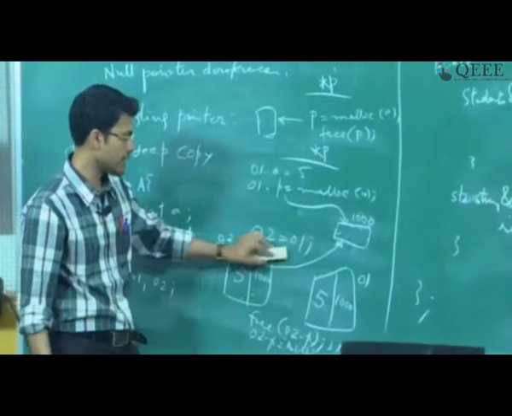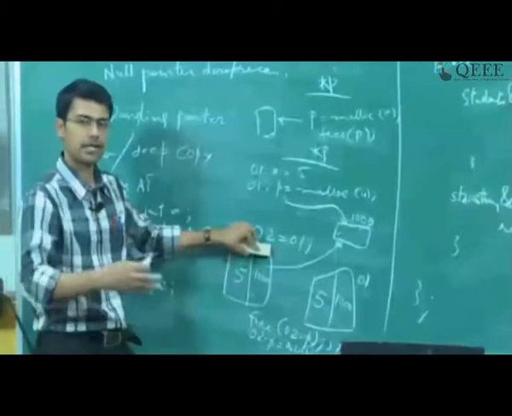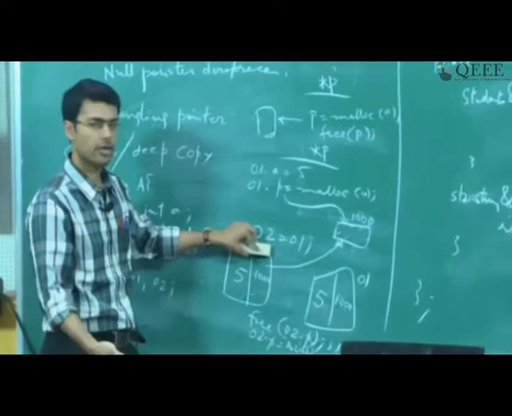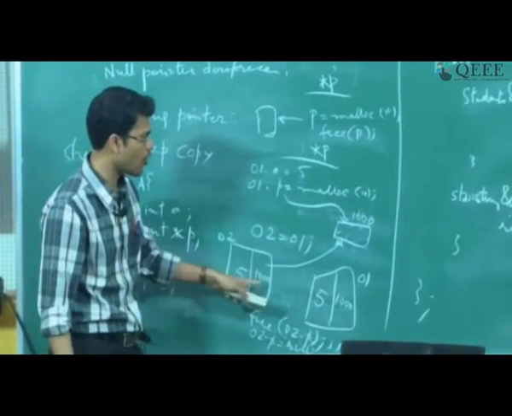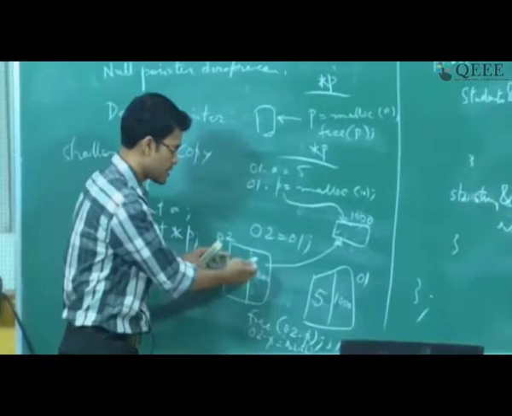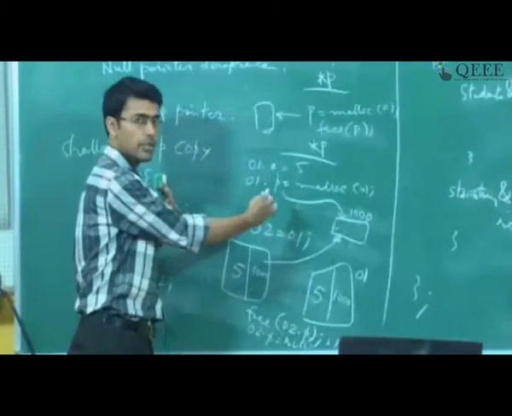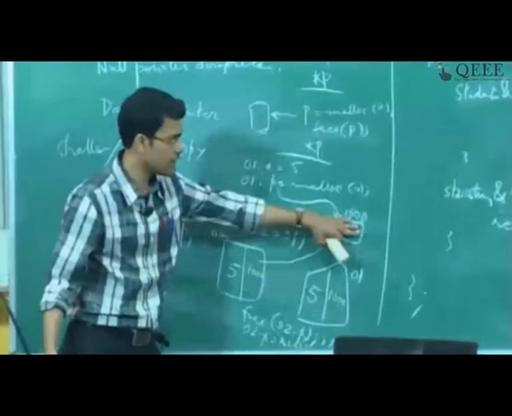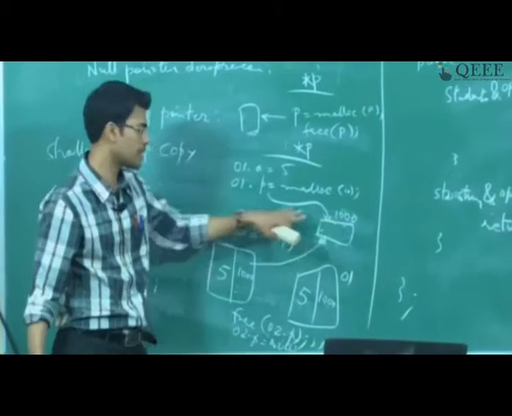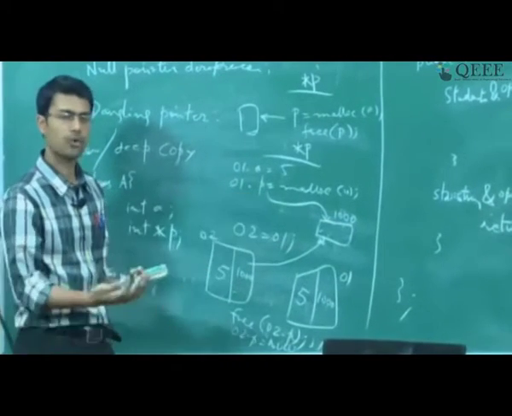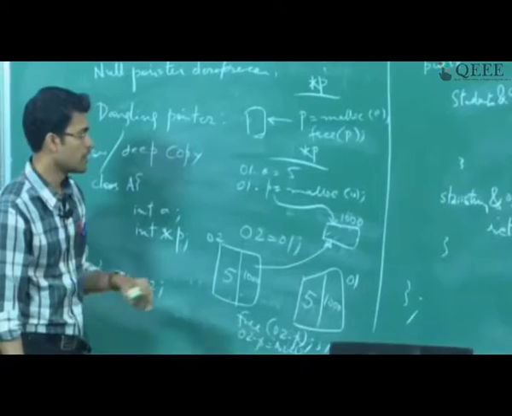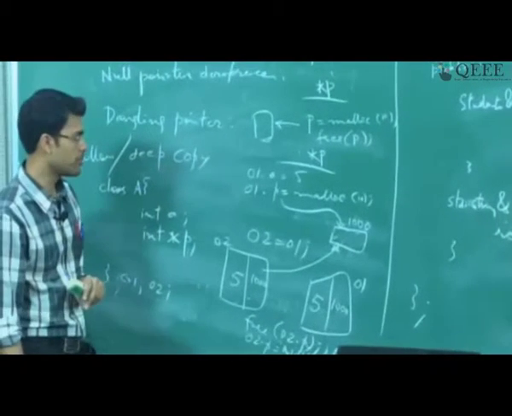So what you had created as a copy is not really going to serve your purpose. What you should have created is a copy of this memory area such that O2.P is now pointing to the new memory area, so that when you delete or free this memory area, the other memory area still remains and no dangling pointer gets created. So that is deep copying.